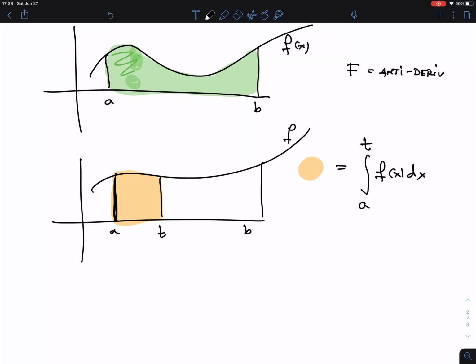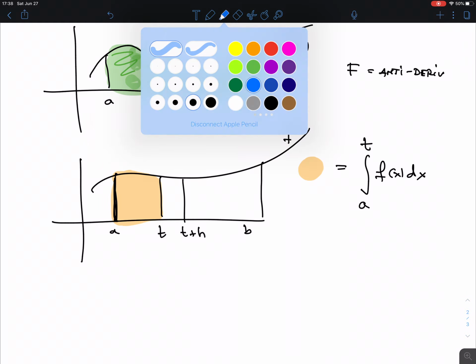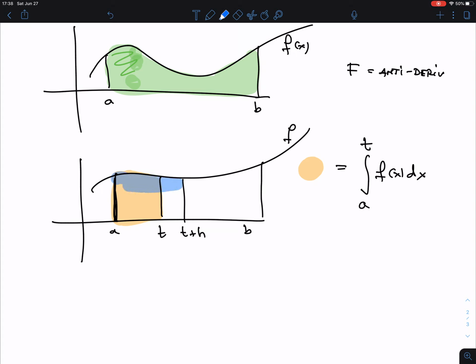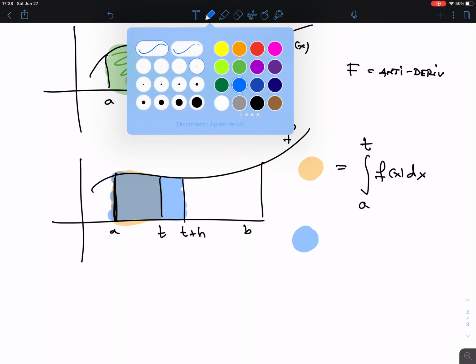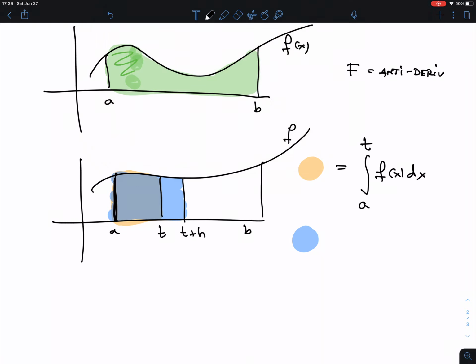And a little bit later, instead of t, I might be a little bit later, so t plus h. h is a little bit further. So what does it look like now? I'll do this in blue. So now I would have this guy, right? So the blue guy is... well, what's the blue guy? Before I do that, write down the formula. This depends on t, right? Because I'm moving my t around, so I'm thinking of this as a function of t.